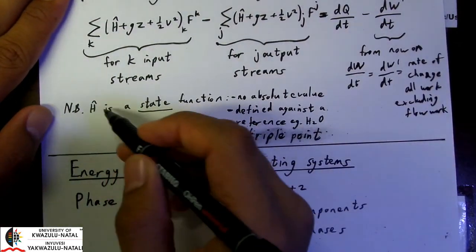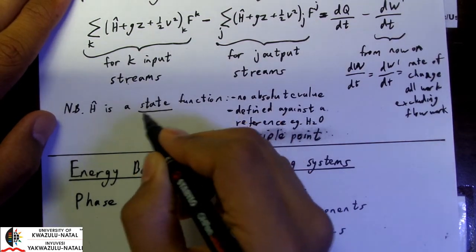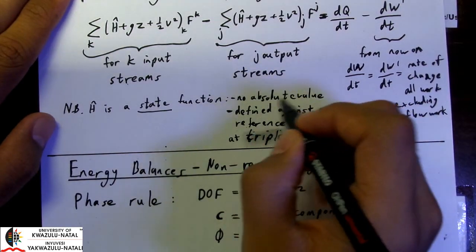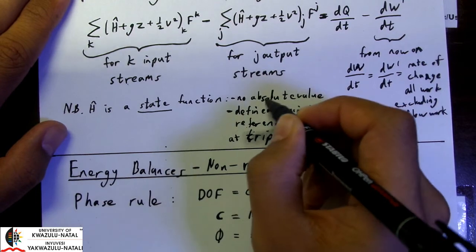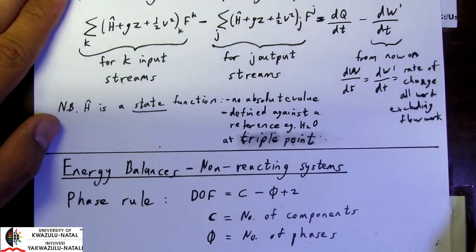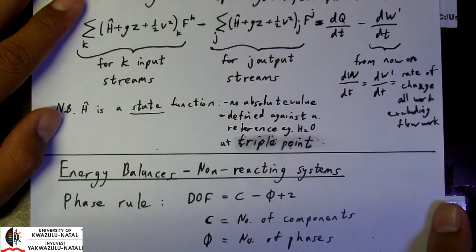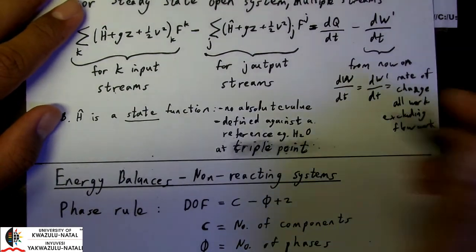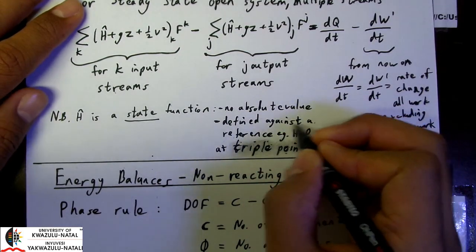Okay, and note that enthalpy is a state function. So what do I mean by a state function? It means that enthalpy in and of itself has no absolute value. If we talk about the enthalpy of any substance, we don't really know what the absolute value is. It's typically defined against a reference.